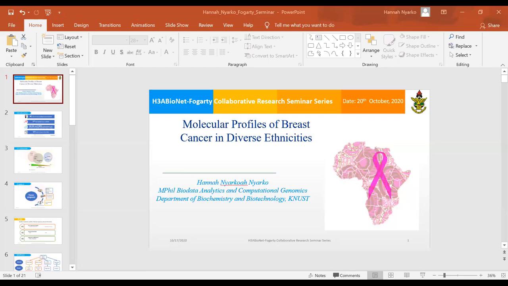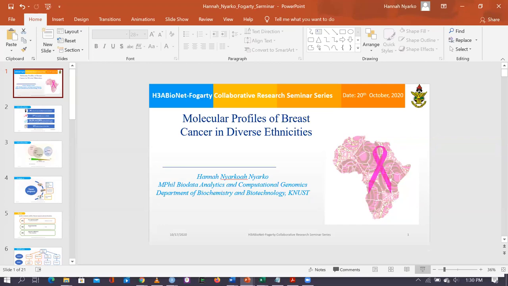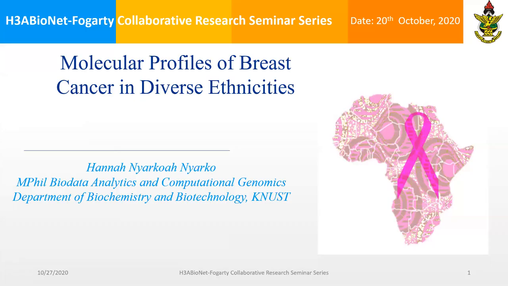So Hannah Nyarko is a graduate student of the Kwame Nkrumah University of Science and Technology in Ghana, pursuing a degree in MPhil Biodata Analytics and Computational Genomics. She currently holds a Bachelor of Science degree in Biochemistry from the same university, and she's also currently a Fellow of the West African Sustainable Leadership and Innovation Training in Bioinformatics Research Training Program, which is funded by Fogarty, the NIH. She's currently under the supervision of Dr. Pandam Salifu, and her current research focuses on the genetic profiling of breast cancer among African populations to decipher the differences in prognosis of breast cancers in various ethnicities.